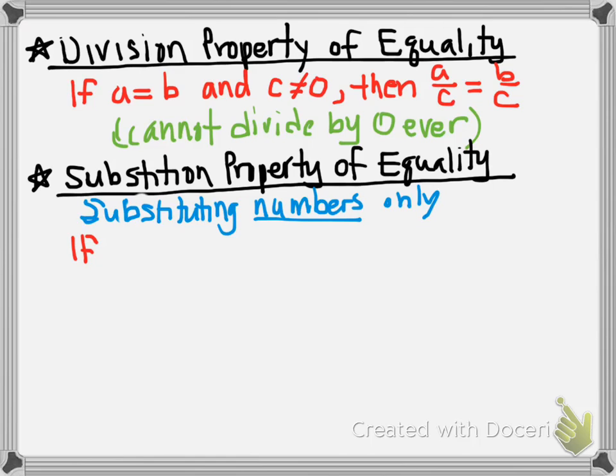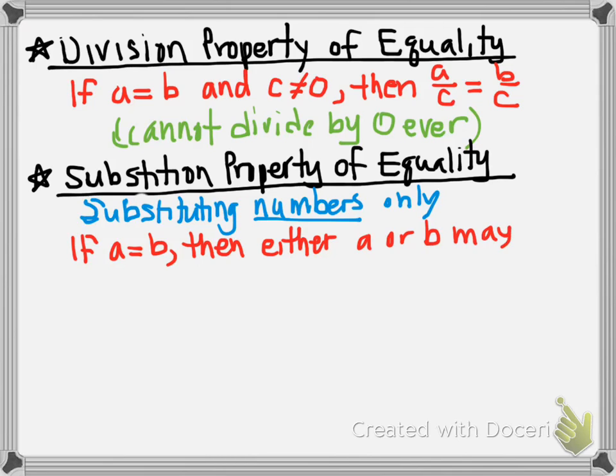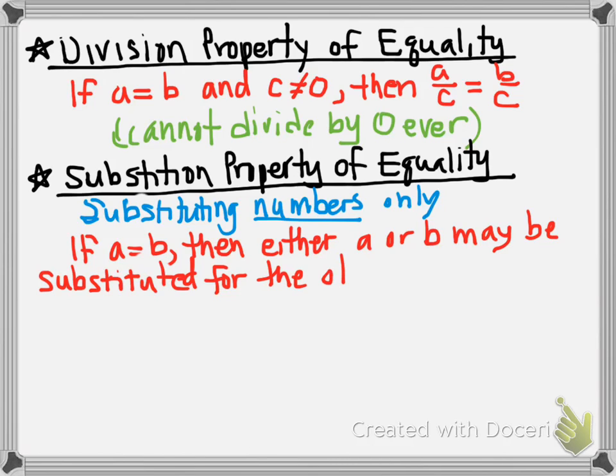So this is what it says. Same hypothesis: if A equals B, then either A or B may be substituted for the other in any equation or inequality.